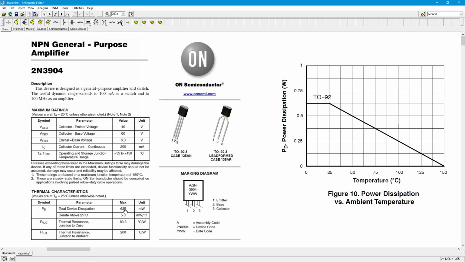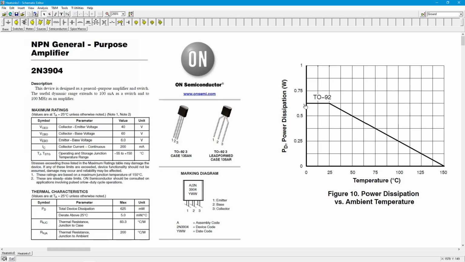So 625 milliwatts. That is, notice the second line, at 25 degrees centigrade, right? It's sort of a warm room temperature. We derate that at 5 milliwatts for every centigrade degree above. So here's a nice graph that appears later in the data sheet, and I just threw it over here on the side, blew it up so you could see it. So here's 25 degrees C, and in this particular transistor, this is using a TO92 case, which is this very common little plastic case, right? So it's saying, okay, this comes back here.